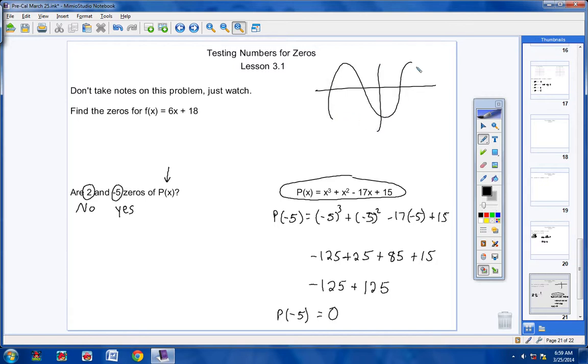So in other words, if you were to graph this, remember they can have more than one x-intercept. I mean, the graph might go like this. It might have 1, 2, 3, 4, 5 x-intercepts, okay? I'm not referring to this. I mean just any polynomial function. So there might be more than one, but is negative 5 a 0? Yes, it is.